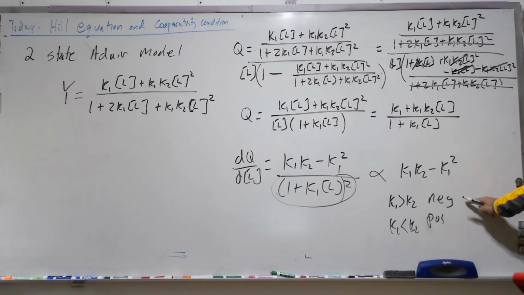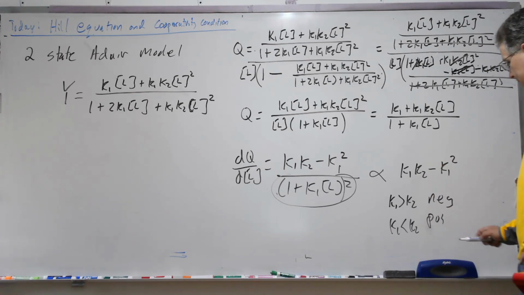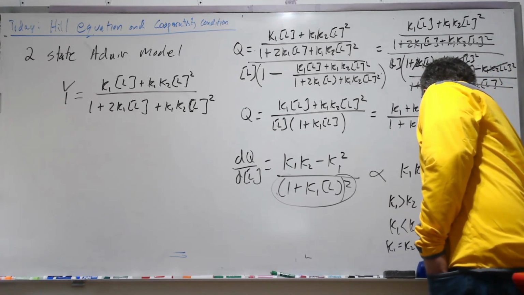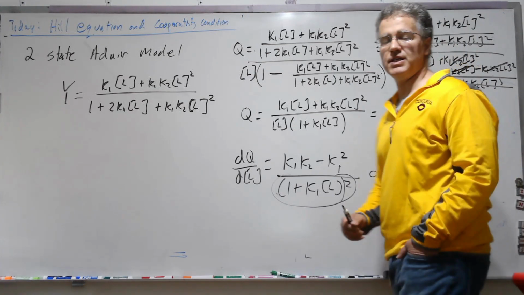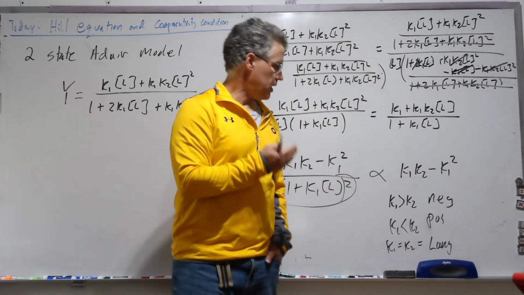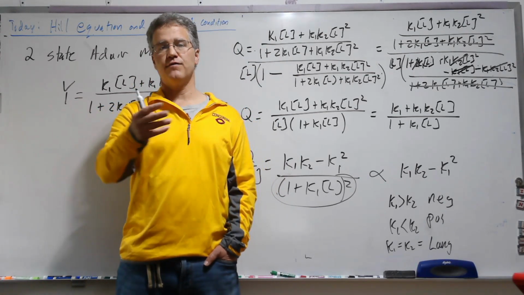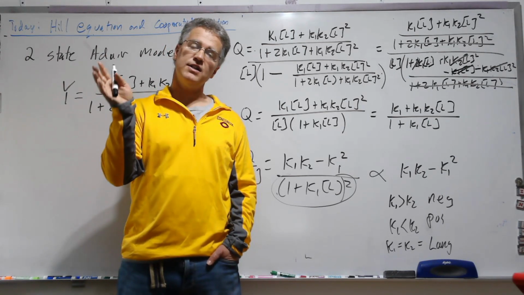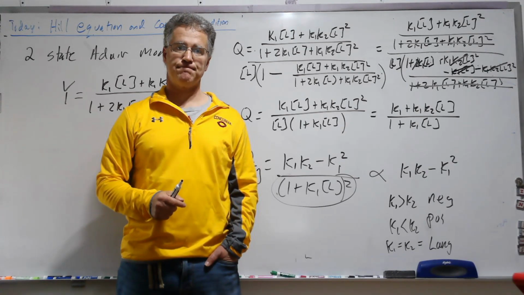So negative will mean negative cooperativity. Positive derivative will be positive cooperativity. And finally, if K1 equals K2, then we get the Langmuir model because it's going to be equal to 0. So this actually holds true even for a 3, 4, 5, 6 state model for the Adair model. If all the Ks are equal, then it will automatically reduce down to the Langmuir model.